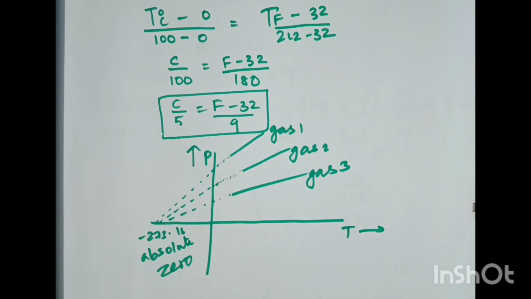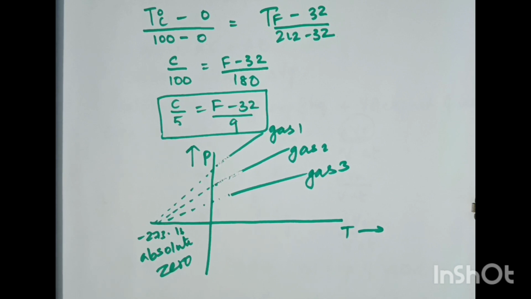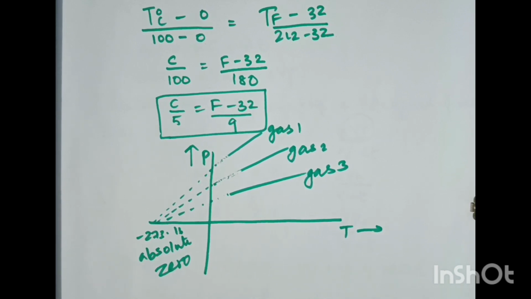So there is a relation that P is directly proportional to T. We will study this in gas laws. So once we are studying that, you may get it. So P is directly proportional to T. That means the graph between P and T will be a straight line. So here we have drawn the graphs for three gases, that is gas 1, gas 2 and gas 3.